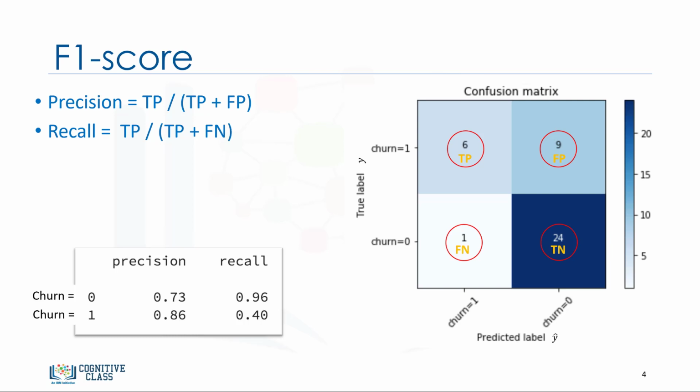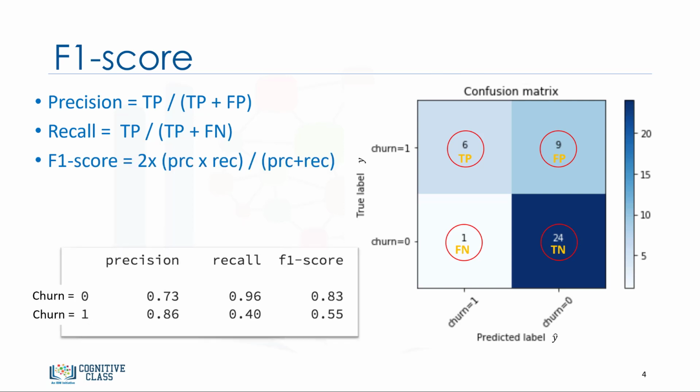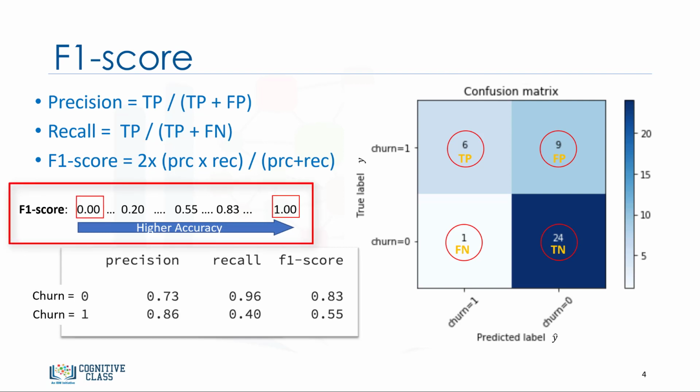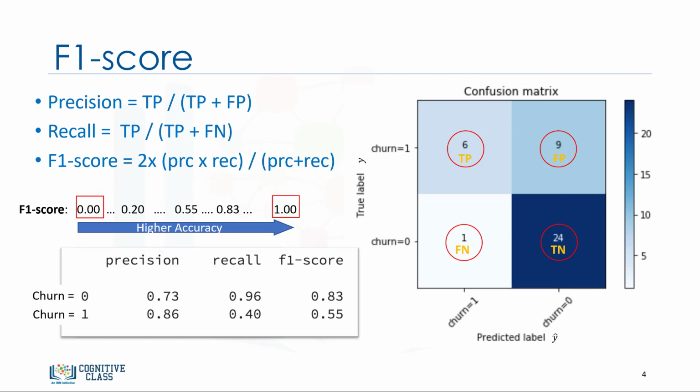Now we're in the position to calculate the F1 scores for each label based on the precision and recall of that label. The F1 score is the harmonic average of the precision and recall, where an F1 score reaches its best value at 1, which represents perfect precision and recall, and its worst at 0. It is a good way to show that a classifier has a good value for both recall and precision. It is defined using the F1 score equation.